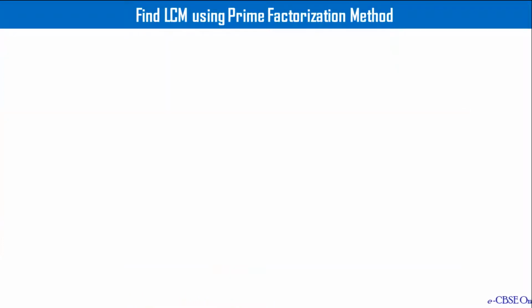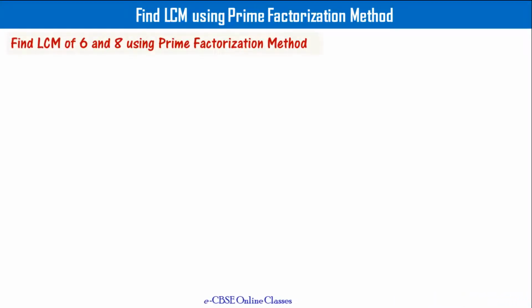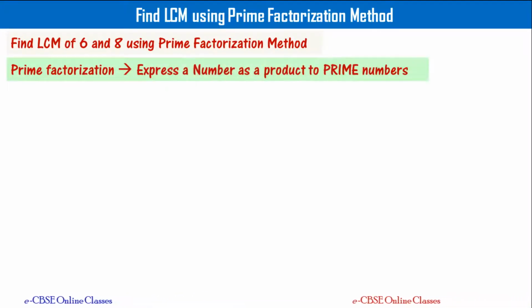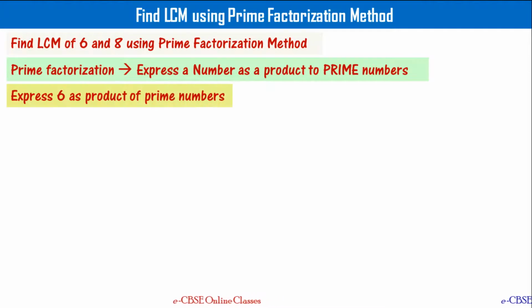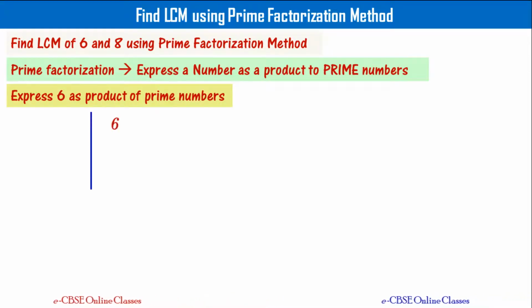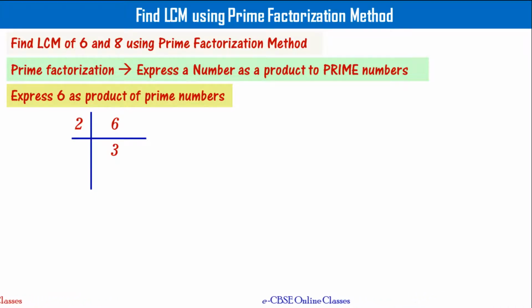Now let's understand how to find LCM using the prime factorization method. Let's find LCM of number 6 and number 8 using the prime factorization method. We know that prime factorization is about expressing a number as a product of prime numbers, right? Let's express number 6 as a product of prime numbers. Let's divide 6 by number 2, which is the smallest prime number. Then you get 3, which is a prime number. So you stop there and write 6 as 2 times 3.